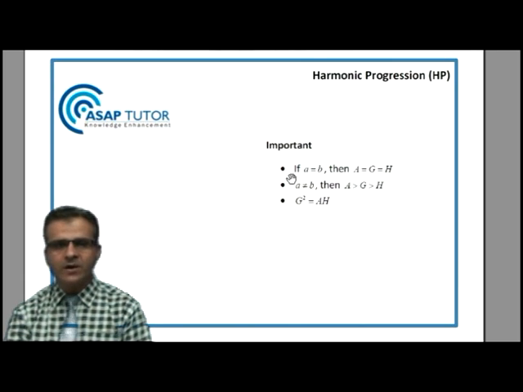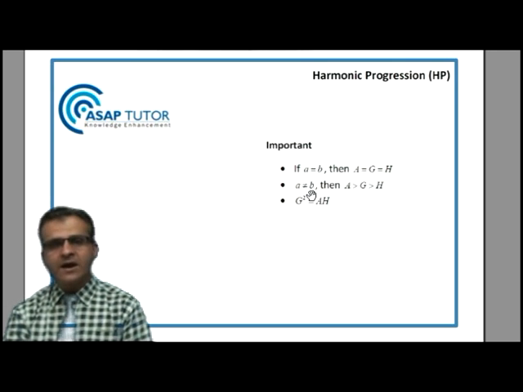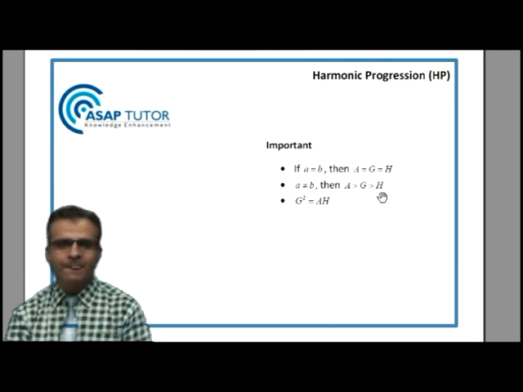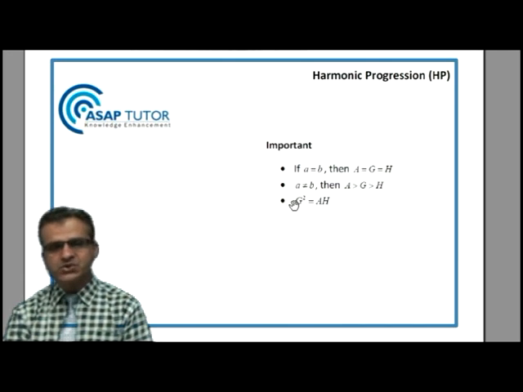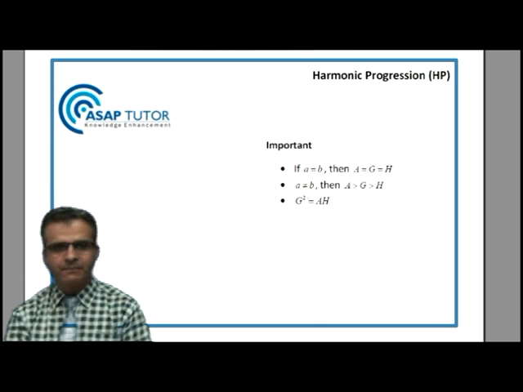If a is equal to b, then the arithmetic mean, geometric mean and harmonic mean are always equal. Second, if a is not equal to b, the arithmetic mean is always greatest, then comes the geometric mean, and the harmonic mean is always least. And the square of the geometric mean is always equal to the arithmetic mean multiplied by the harmonic mean.